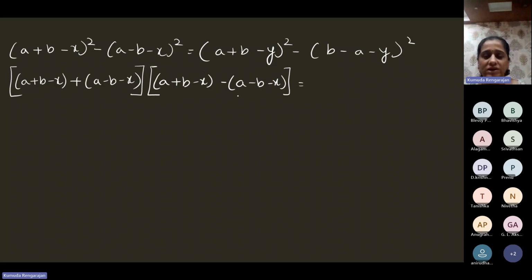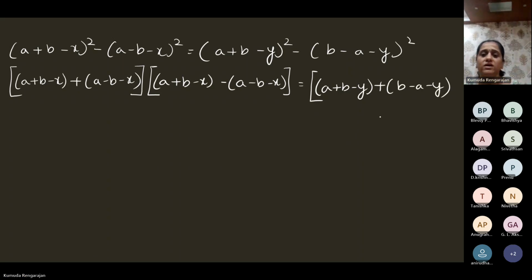This is on the left hand side. A squared minus b squared is a plus b into a minus b. Same identity on the right hand side. This is a plus b, plus this is b, a plus b into a minus b. This is a minus b, minus b.